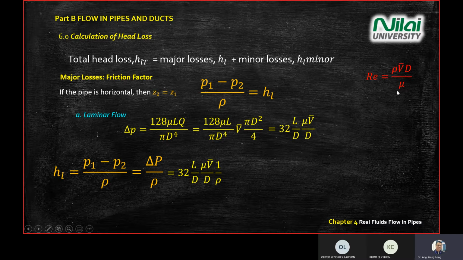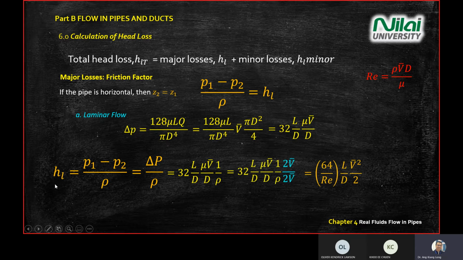Recall, what is the Reynolds number equation? For this module, Reynolds number is very important, so you need to always memorize it. Reynolds number is equal to rho V D divided by mu. V here is the average velocity, and mu here again is the dynamic viscosity. You compare your Reynolds number equation and this equation here, and you can write your major losses in Reynolds number format. So if you rewrite the whole equation, your HL, or major losses, will be 64 divided by Reynolds number, times L over D, times average velocity squared divided by 2.